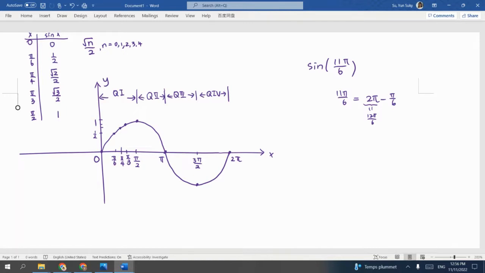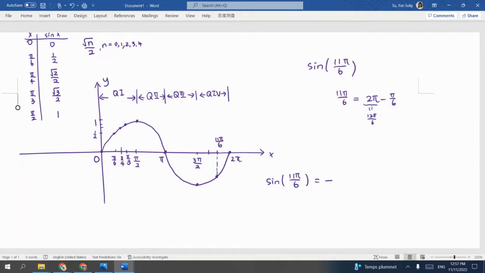So this is pi over 6. You have pi over 2, and then you cut it into 3 pieces. Then each piece is pi over 6. So you divide it into 3 pieces, and this is 11 pi over 6. Then you look at this point. It's negative. So we know sine of 11 pi over 6 is negative.